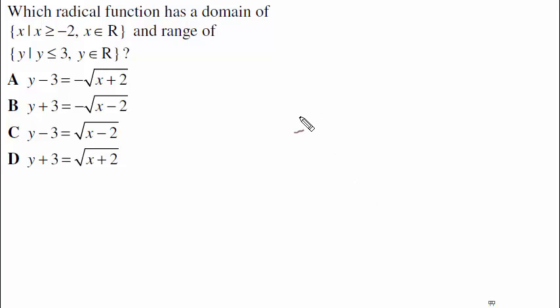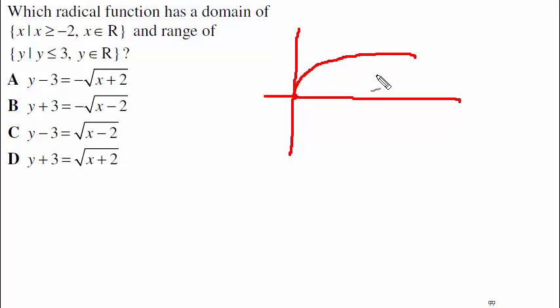Let's graph these functions. In the radical functions, sorry about that, we're going to have this part. Again, if you have questions about how to draw this graph, please refer to my other videos where I talk about inverse functions and radical functions.